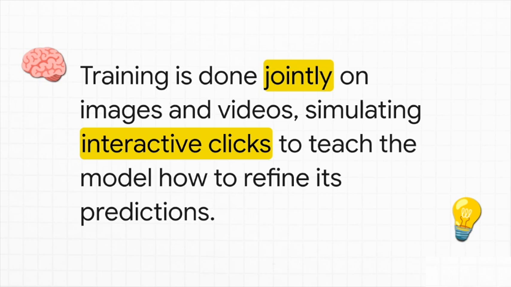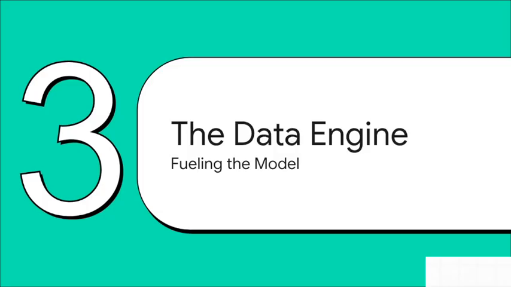It teaches it how to listen and refine its predictions based on human feedback, which is absolutely key for making it work well in the real world. Of course, a model this powerful needs an incredible amount of fuel. And in the world of AI, that fuel is data. The team had to build a gigantic, high-quality video segmentation dataset from scratch. And honestly, the way they did it was nothing short of genius.